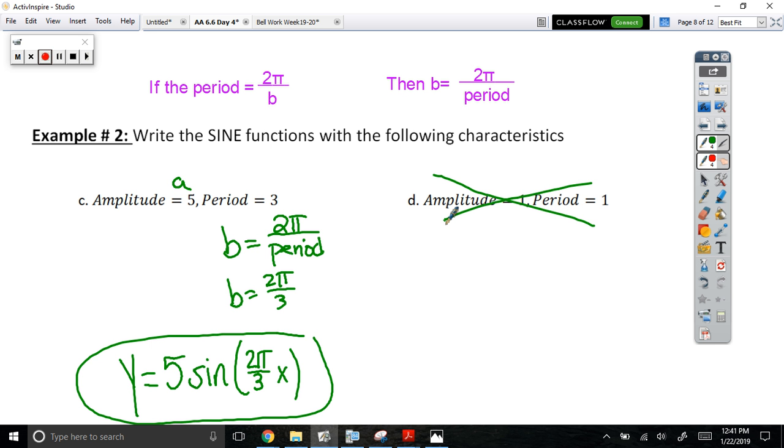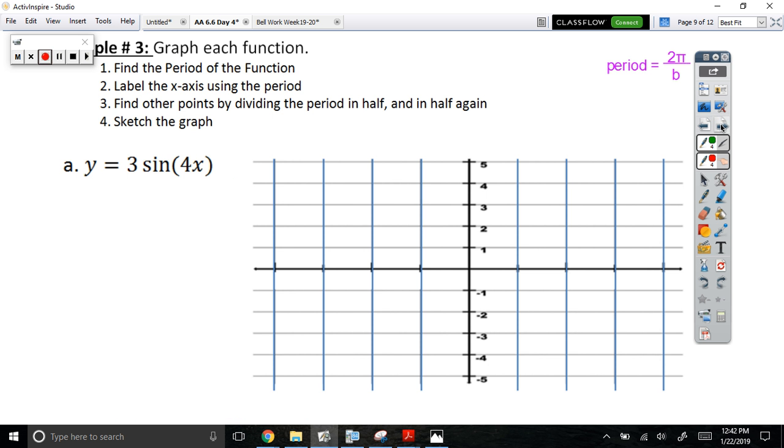Okay, we're going to skip over D, and we're going to go to our graphing examples. Now, what makes these graphing examples different is that you'll notice the y-axis is labeled, but the x-axis is not. Okay? There's no labels telling you what those stand for. The reason that I don't label these ones is that you would then have to modify the graph to like squish it or stretch it.